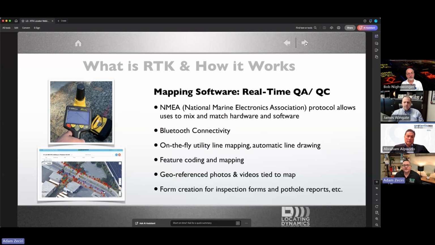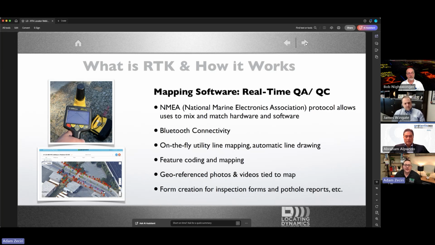NMEA stands for National Marine Electronics Association. That protocol allows users to mix and match hardware and software. So obviously, if you're out in the middle of the ocean on a ship, you want all of the hardware and software components on that ship to be able to communicate seamlessly, and that's how they created this protocol that we use to make different devices talk to different devices and software. You can connect third-party devices through Bluetooth.